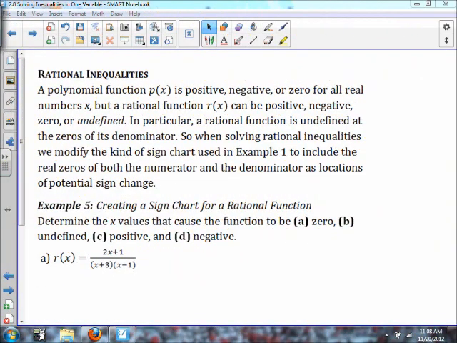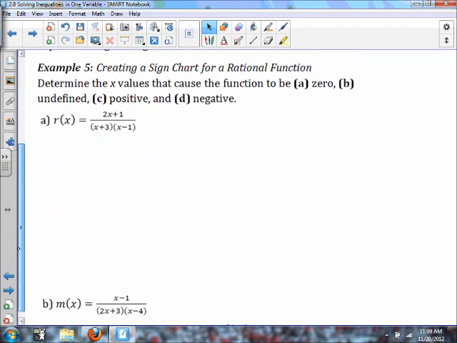Inequalities. A polynomial function is positive, negative, or 0 for all real numbers x, but a rational function can be positive, negative, 0, or undefined. Remember, you cannot divide by 0. So in particular, a rational function is undefined at the zeros of the denominator. So when solving rational inequalities, we modify the kind of sign chart used in example 1 to include the real zeros of both the numerator and the denominator as locations of potential sign change.